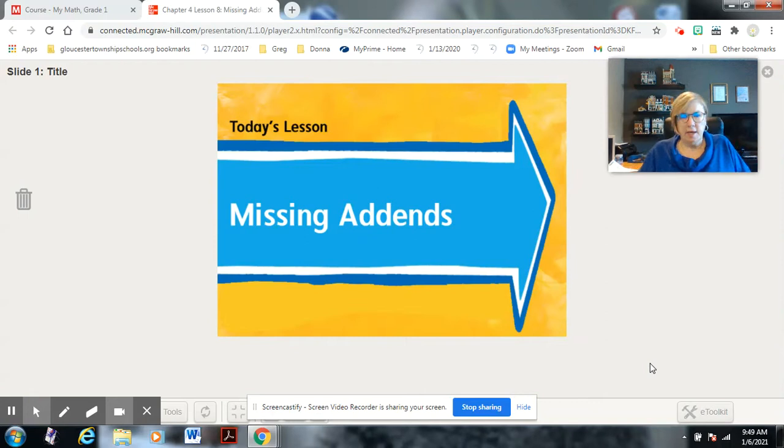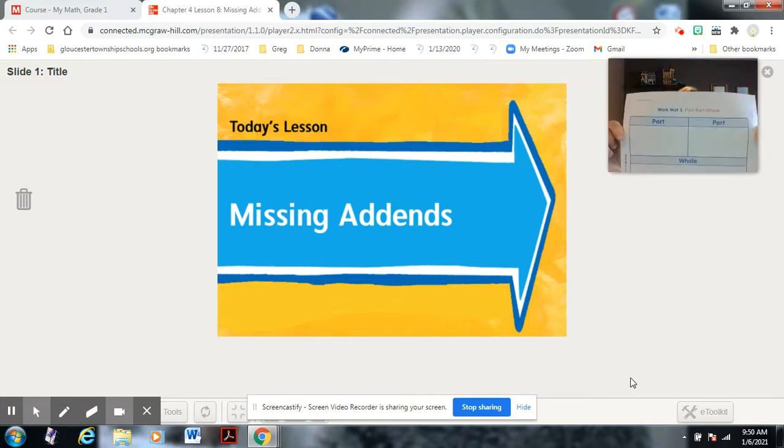Before we begin, I would like you to double check your materials that you need. You will need your math textbook, a whiteboard with a marker, your two-sided flat counters. They're either the purple and teal color or the yellow and red, okay? And you will also need this, which is our work mat number 3, which is our part whole.